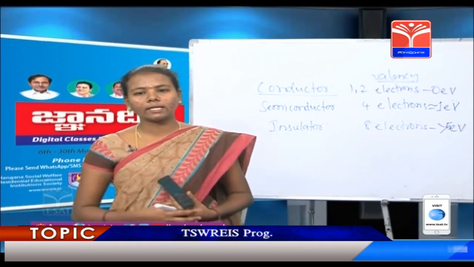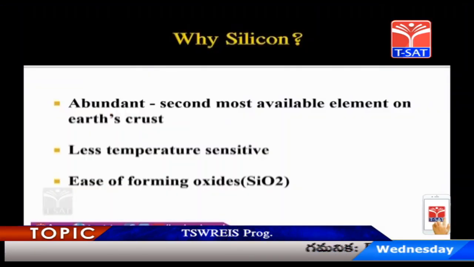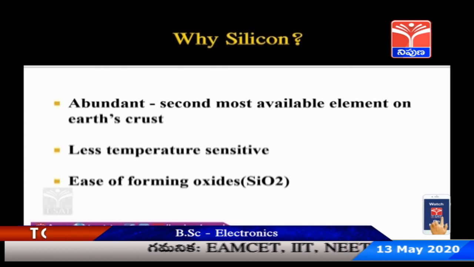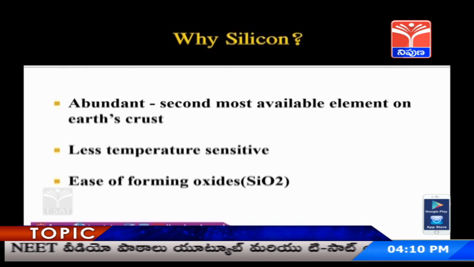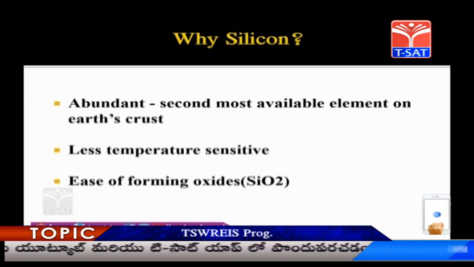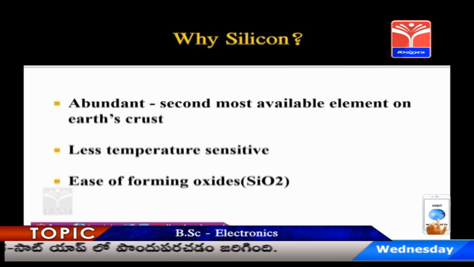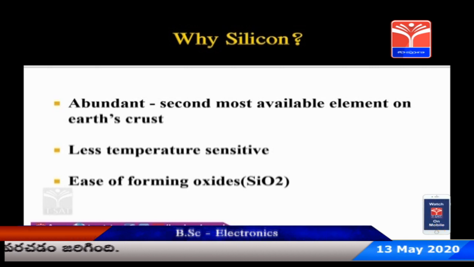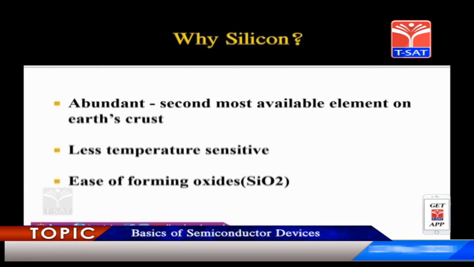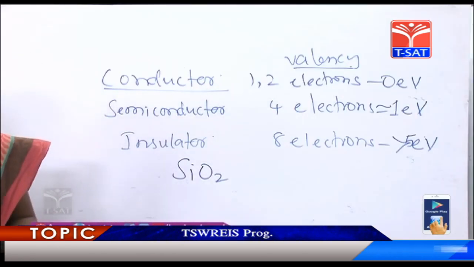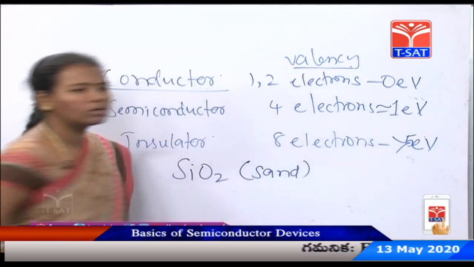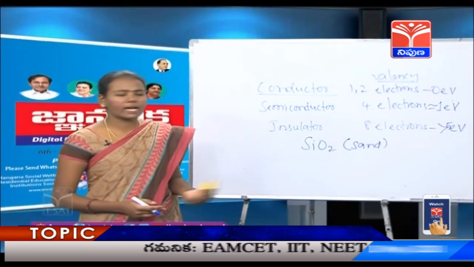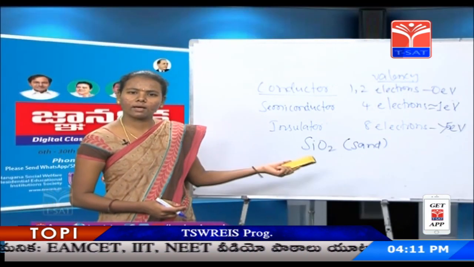If you see the slide, silicon is the most abundant element in Earth's crust compared to germanium. It is the second most available element on Earth's crust, in the form of sand. It is in the form of SiO2, silicon dioxide, which is nothing but sand. We can see sand everywhere, right? So it is most available.